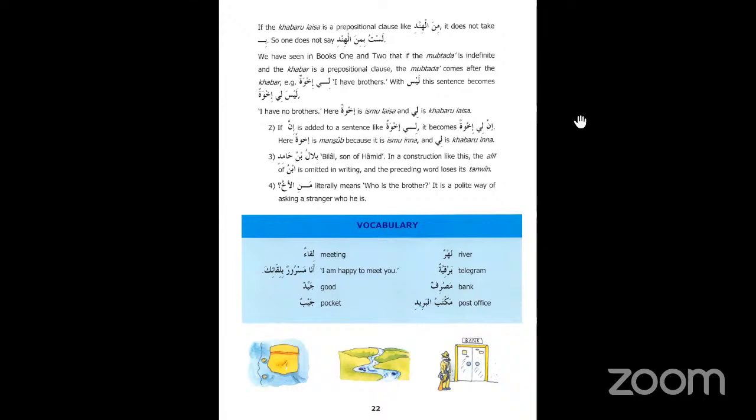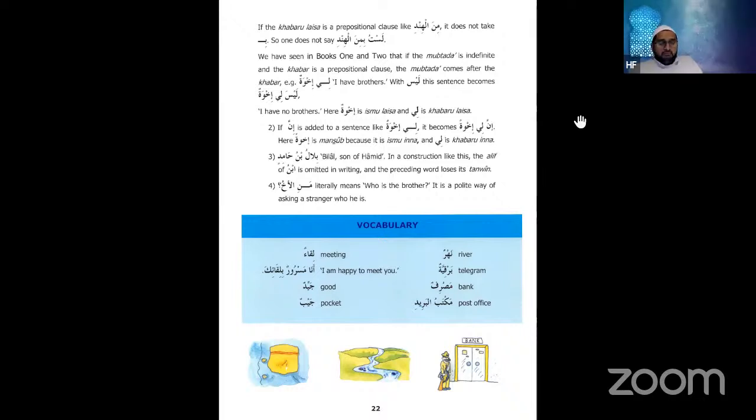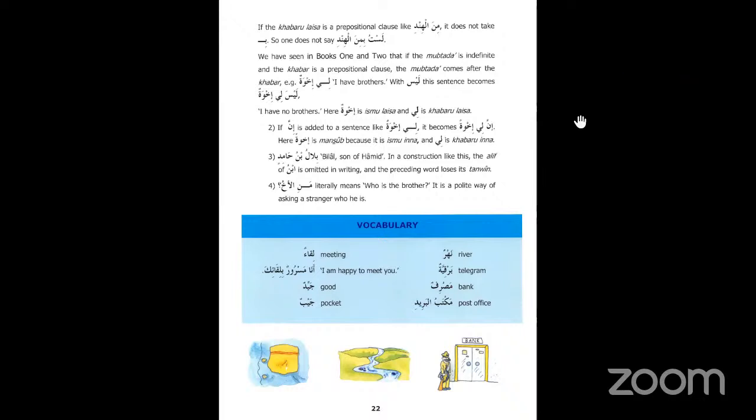Example, li ikhwatun. I have brothers. With laysa, this sentence becomes laysa li ikhwatun. I have no brothers. Here ikhwatun is ismu laysa and li is khabru laysa. Correct.